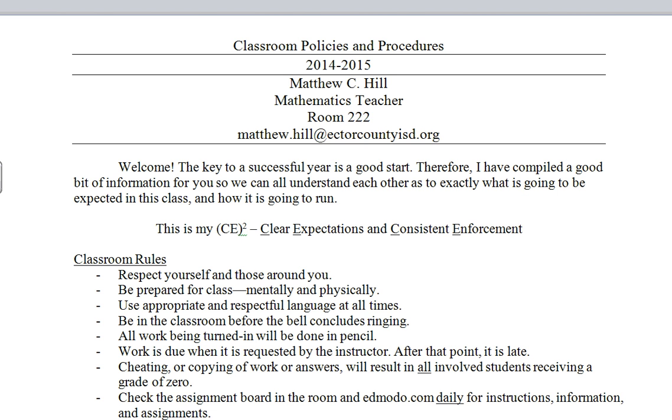Cheating or copying of work or answers will result in all involved students receiving a grade of 0. Please understand, if somebody did not do their work, it is no skin off their back if they ask you for your paper. They are getting a 0 anyway because they have nothing to turn in. However, when they ask you for your assignment and you hand it over and they copy your work, I'm either going to catch you sitting there copying it, or when I sit down to grade it, you would be surprised at what I catch.